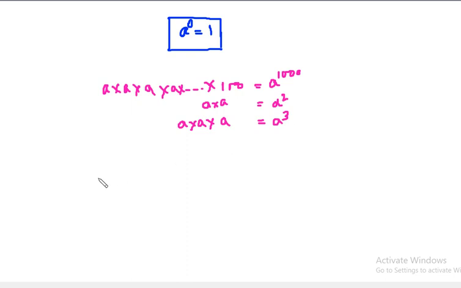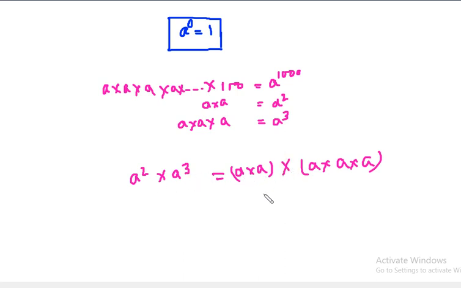Okay, so let's see how these things have developed. A square into a cube, if I write like this, a square is a symbol of what? A into a. So we write a into a. A square means a into a, and a cube means what? A cube means a into a into a, isn't it? This is simple. These are the symbols used for simplifying these expressions. So we have written its original form, what it means, and they are multiplied.